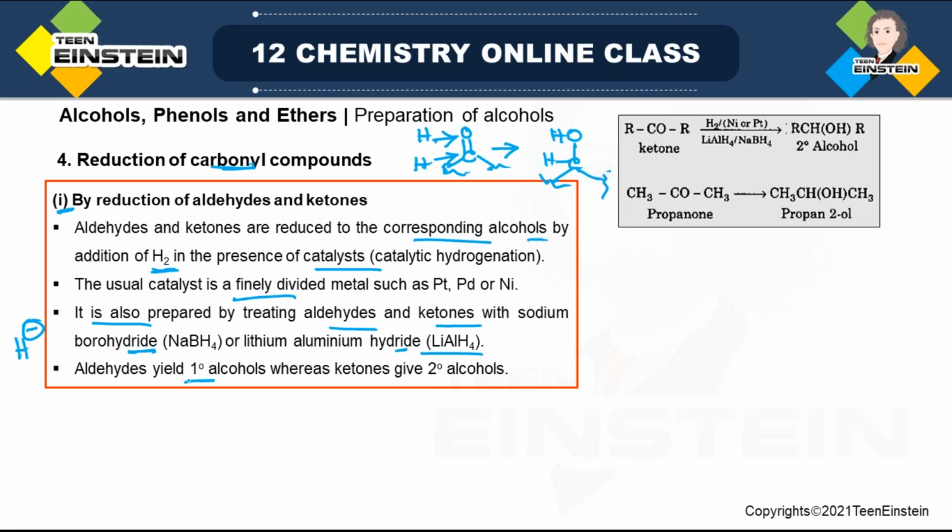If it is an aldehyde, you will get a 1 degree alcohol, primary alcohol, and if it is a ketone, it will be 2 degree. So generally we have taken this molecule as a ketone, RCOR, in the presence of H2 and nickel or platinum. This is one reducing agent that you can use, or you can use lithium aluminium hydride or sodium borohydride. In both cases, you are getting alcohol. This is a general example, but if you take propanone, which is basically the acetone molecule, we get this type of alcohol. If I write the structure of this molecule, it will be like this.